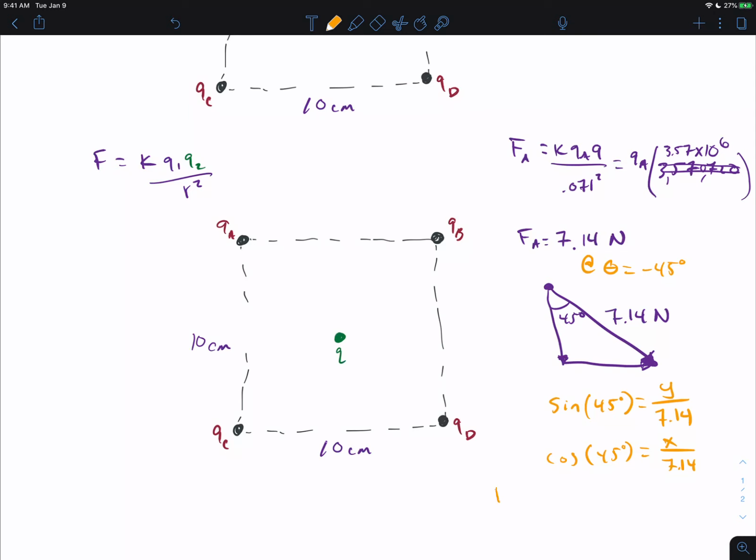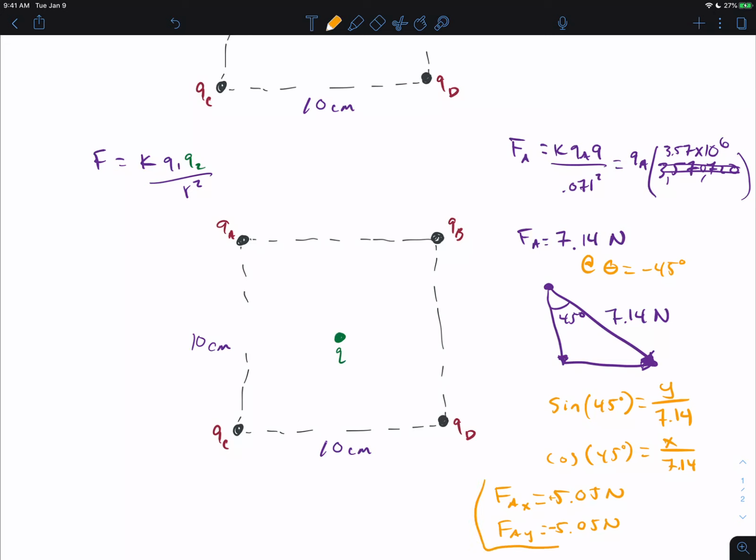So the force from A in the x direction is going to be 5.05 newtons, positive because it's to the right. And then the force from A in the y direction is going to be 5.05 newtons, but this is going to be negative, remember, because it's pointing down. It's pushing down and to the right. So don't forget these two things here.